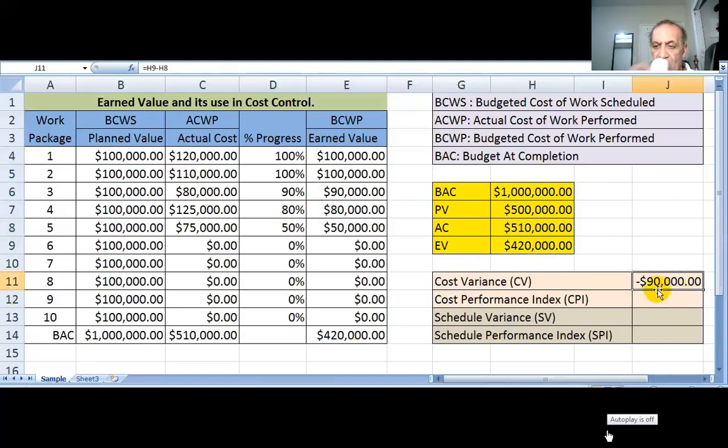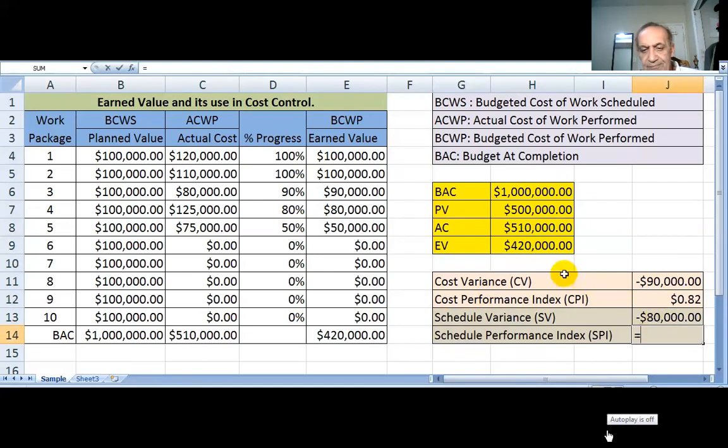If the performance is bad, make sure the answer comes negative. Now, cost performance index is equal to your earned value divided by actual cost. When you are calculating the cost variance and cost performance index, we will bother only about earned value and actual cost. We will not consider the planned value. When we analyze the schedule variance and schedule performance index, then we compare the earned value with the planned value. We completed $420,000 of work, but we're supposed to complete $500,000 of work. So we are $80,000 behind the schedule.